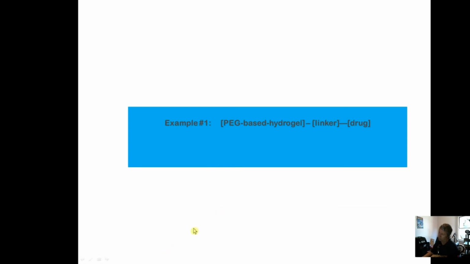Okay, so I'm just going to show two examples of how ProLynx, this company, is developing drug delivery devices. This one is going to be a PEG-based hydrogel. So it's polyethylene glycol. It's a hydrogel. You have some kind of linker and then a drug molecule. So it's useful for extended release drug delivery.